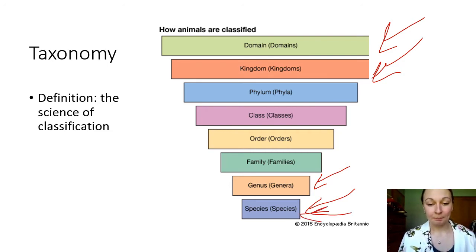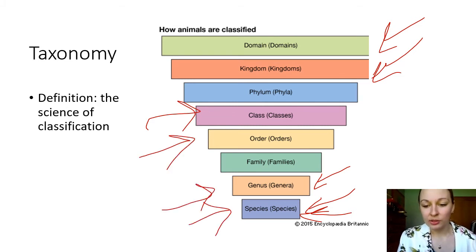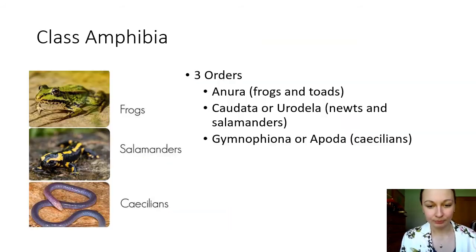So I just wanted to go through that real quick, just because I'll be talking about class, order, genus, and I might say species a couple different times, and I just wanted to give you a brief reminder of what I'm talking about.